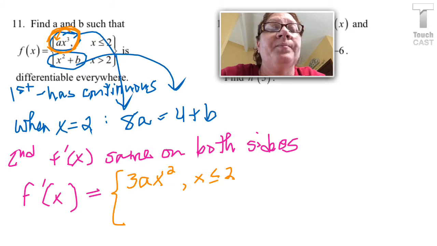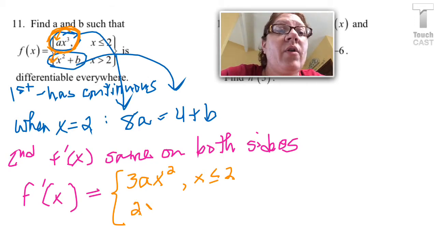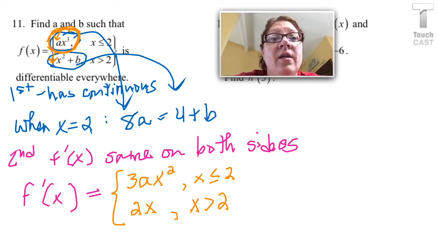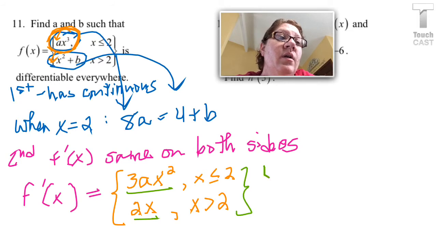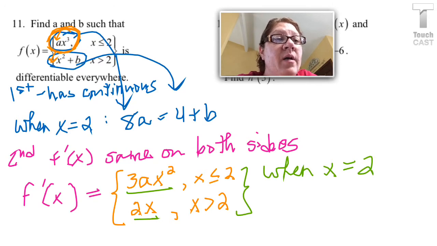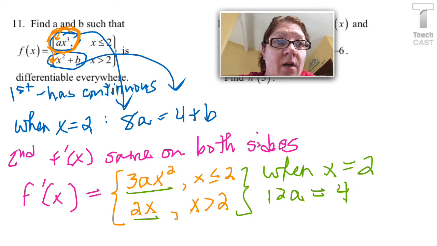And then I look at the second one. Now remember, b is just a constant, so I have to power down. So that's going to give me 2x plus 0, because the derivative of a constant is 0, and that's when x is greater than 2. So again, I need to make sure that the derivative is the same for the upper piece and the lower piece when x is 2. So if x is 2, for the top piece, I'm going to have 12a, and for the bottom piece, I'm going to have 4. Oh my goodness, I can solve that.